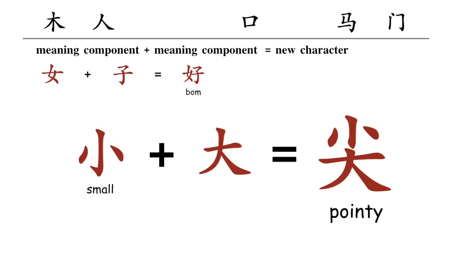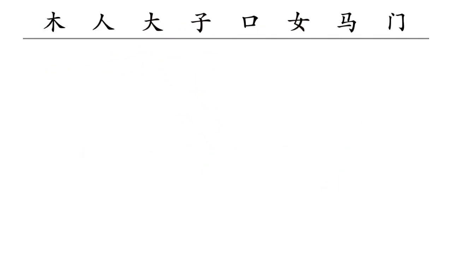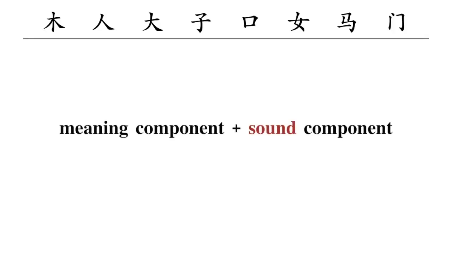Now we go to the third category. The third category is the most important one because 90% of Chinese characters are from this category. In the second category, the new character is made of 2 meaning components. In the third category, we will have a meaning component and a sound component to make a new character. So here, one component brings the meaning and the other brings the sound, that is to say, the pronunciation. Let's see how it works.